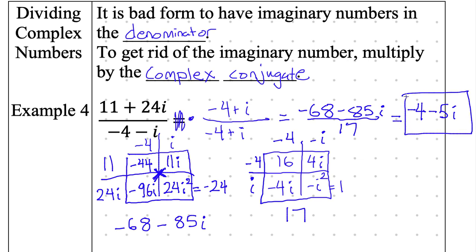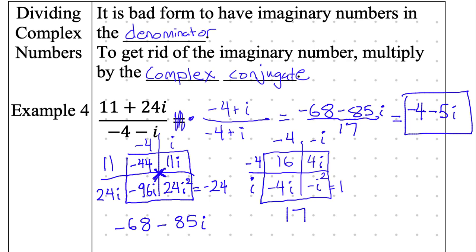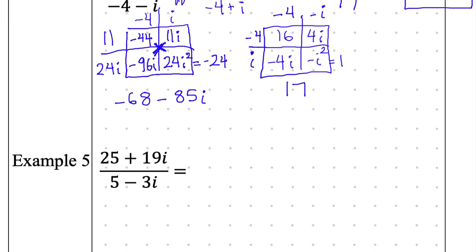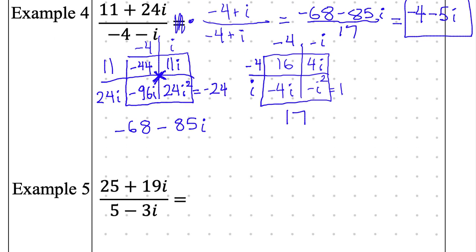Always be careful. You need to simplify your answers. If you don't believe me, 68 divided by 17 is indeed 4, and then 85 divided by 17 is indeed 5. Any questions? No? All right, you guys are on your own. For example, number 5, remember to reduce. Good luck. There were a lot of steps there.